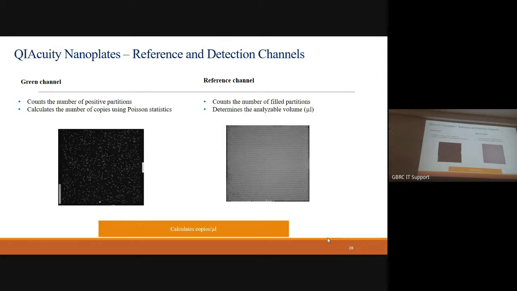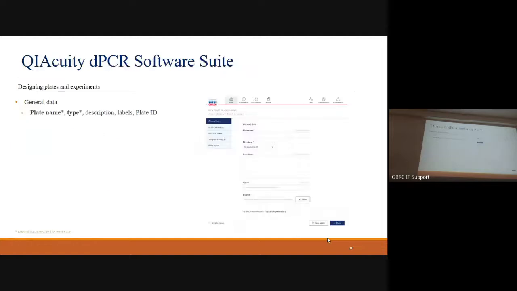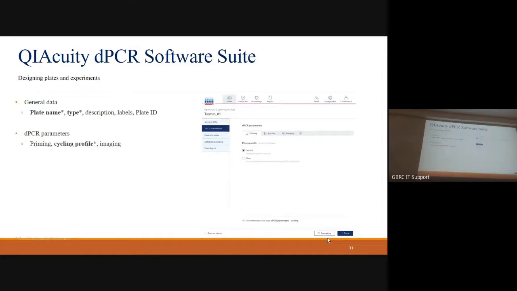Suppose you find that only 14,000 partitions are valid, and if you go with this reference channel, you will see that some portions are not detected due to bubbles or any other error. So this is the software setup. I think you must have gone through this in the practical session. If you have any query, we can go over there in front of the instrument, and you can ask anything regarding the software or the analysis.